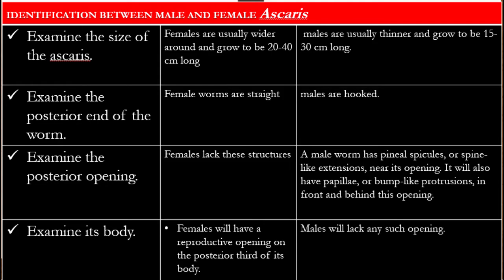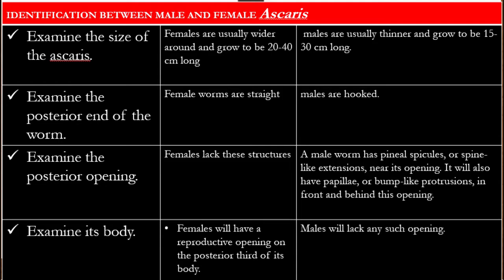So let's now check the examination in case of the size of Ascaris. Females are usually wider, and they grow to be 20 to 40 centimeters long, while males are thinner and grow only up to 15 to 30 centimeters long. That is, the male Ascaris is shorter than the female Ascaris.